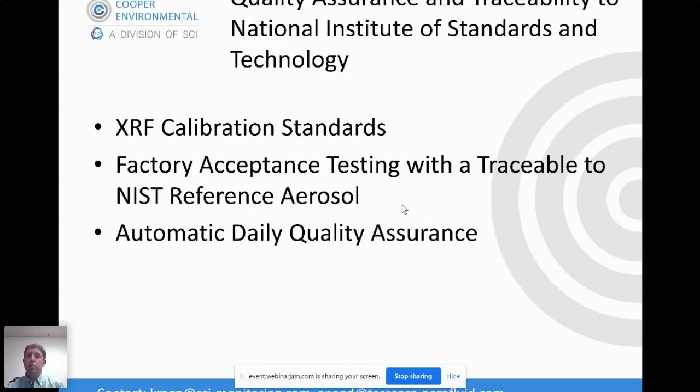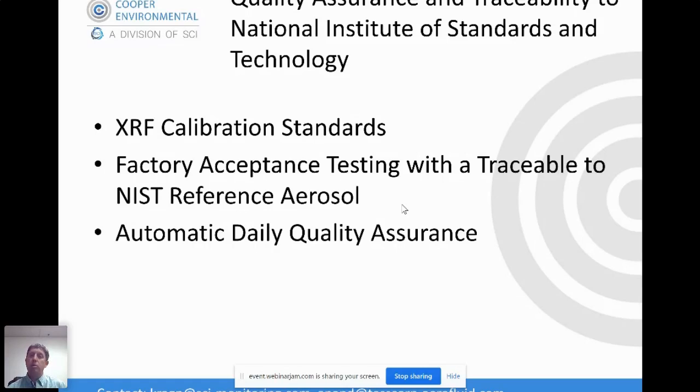In the next several slides, I want to discuss some of the quality assurance and features of the instrument, and a little bit about how the concentrations being reported by the instrument are traceable to standards based on the National Institute of Standards and Technology in the United States, or NIST. I'll be talking about how the instrument is calibrated, what kind of standards are used to calibrate the XRF. I'll be talking about factory acceptance testing that we do here to make sure that each and every instrument that we send out is accurate and traceable to NIST.